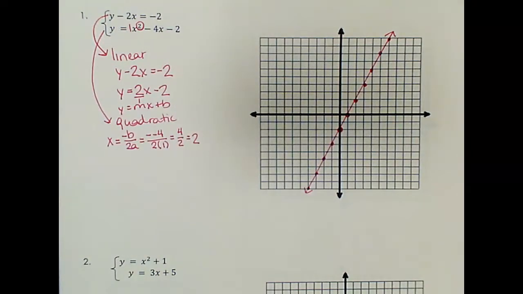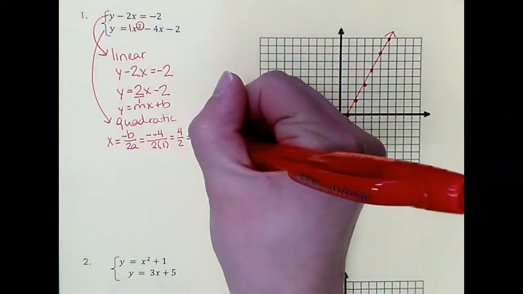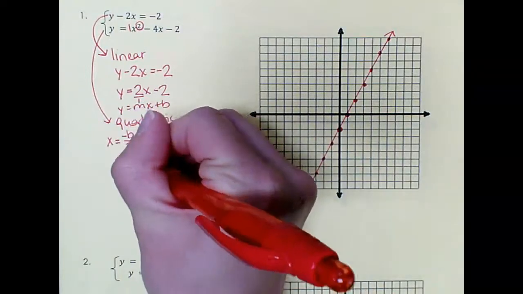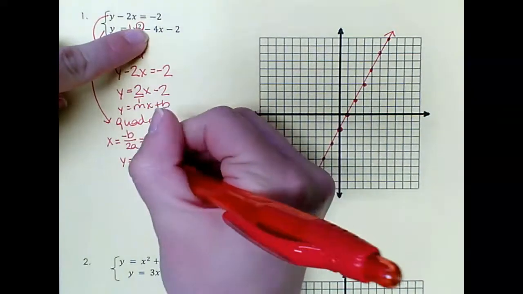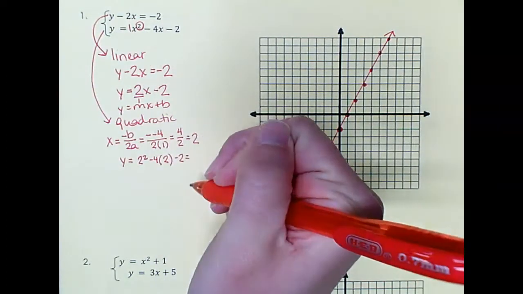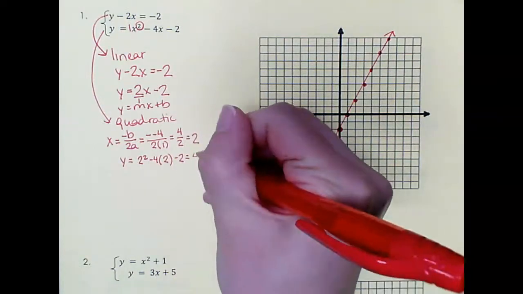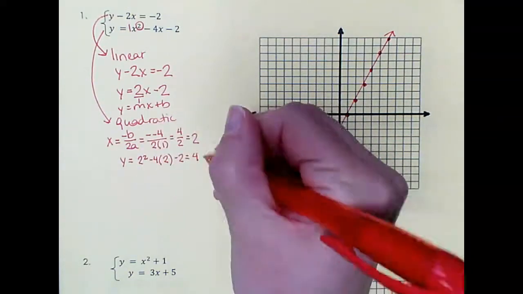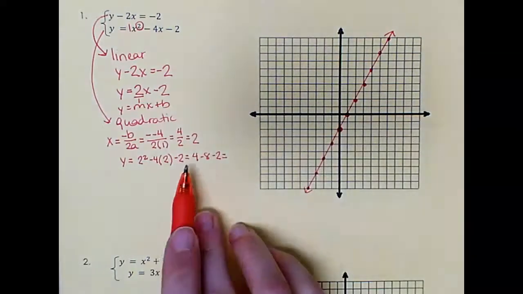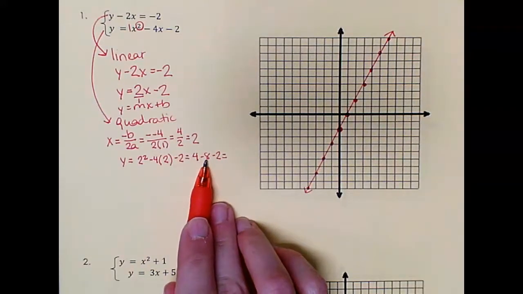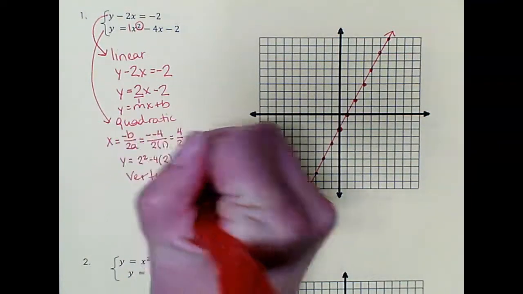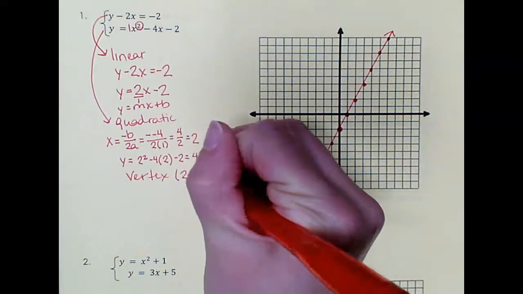And in order to find the y value, I'm going to take 2 and put it in place of all the x's in my quadratic equation. So y equals 2 squared minus 4 times 2 minus 2. 2 squared is 4. Minus 4 times 2, that's minus 8, and then minus another 2. 4 minus 8 is negative 4, minus 2 more is negative 6. So my vertex is at 2, negative 6.